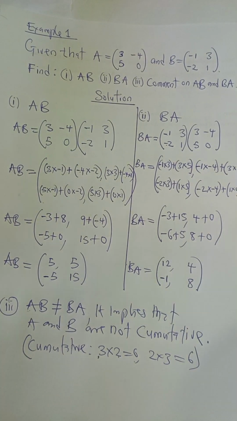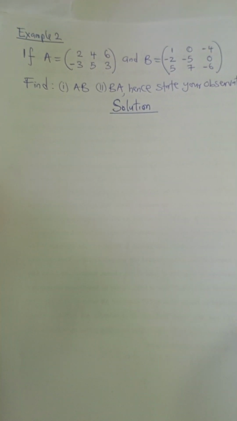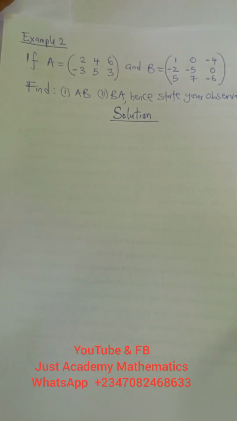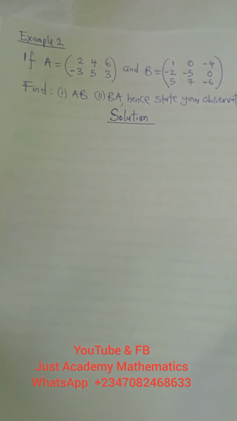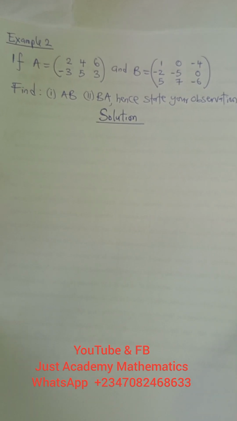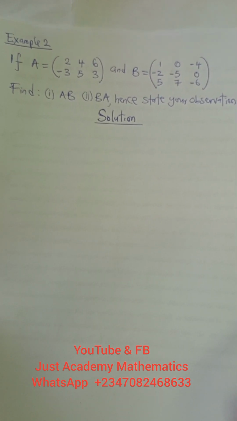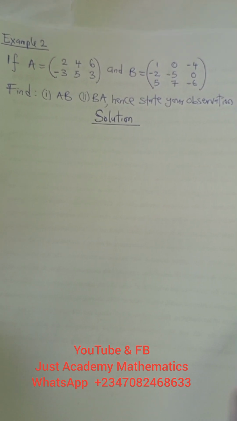Let's take it further. Let's do one more for this class. Now, look at example 2 here. Let's take this example. Look at this matrix. We are asked to find A times B again and B times A, and hence we are asked to state our observation. So let's solve and see what will happen before we make any observation or comment on it. I get what I'm saying?